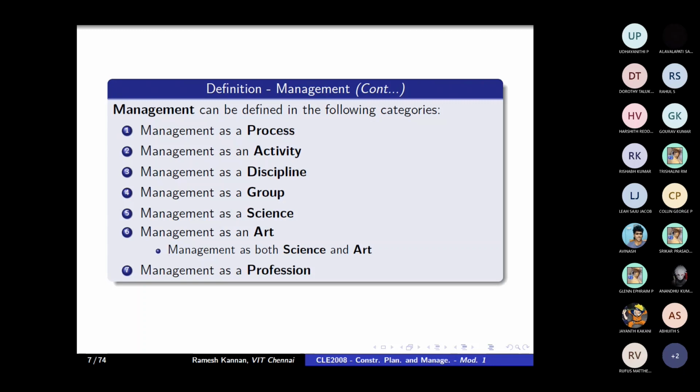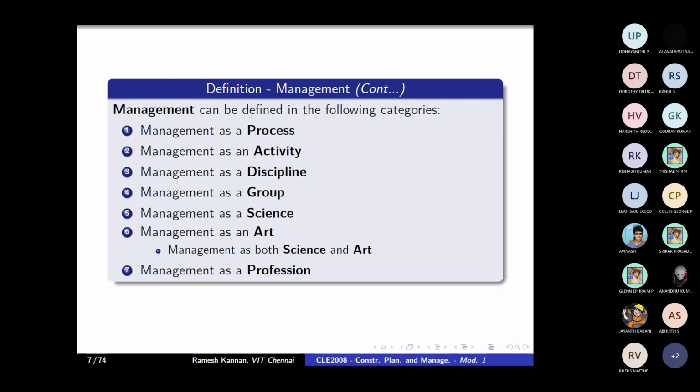So I repeat: management as a process, management as an activity, management as a discipline, management as a group, management as a science, and management as an art. And it can be both science as well as an art, and then management as a profession, right? Let's take a look at the first one.